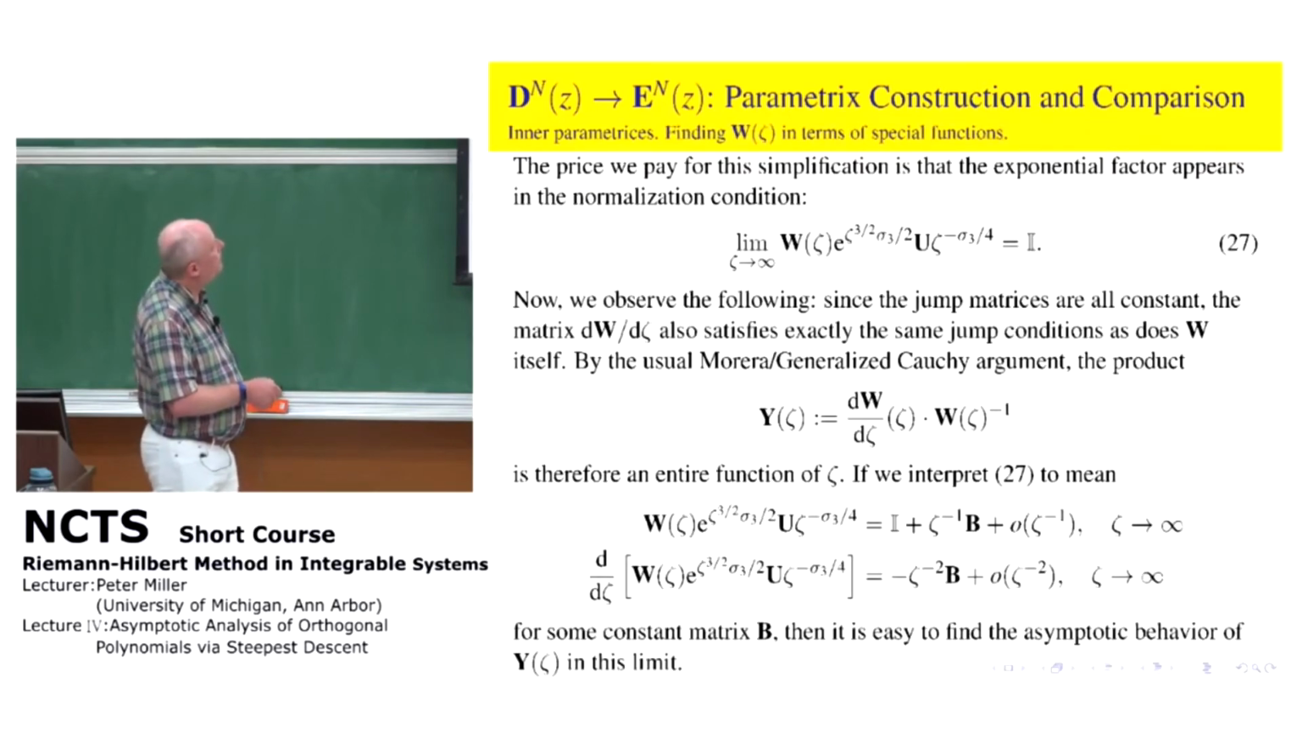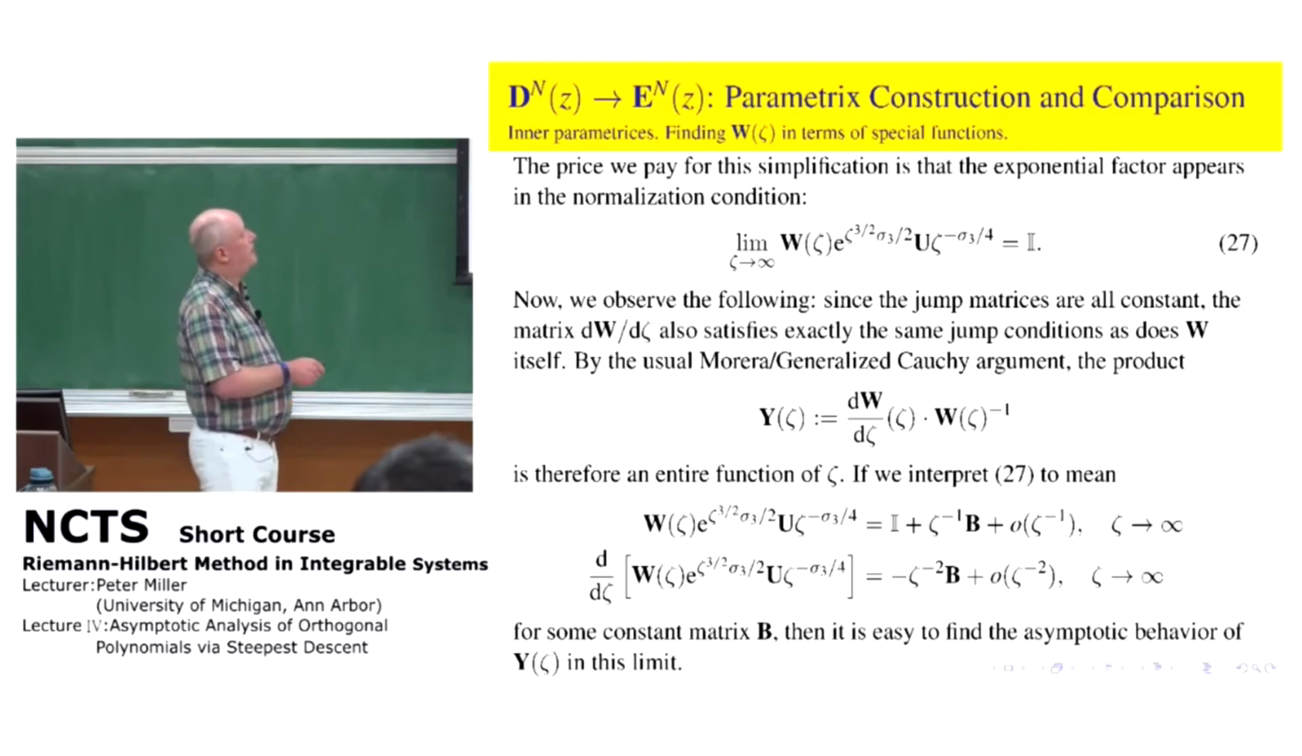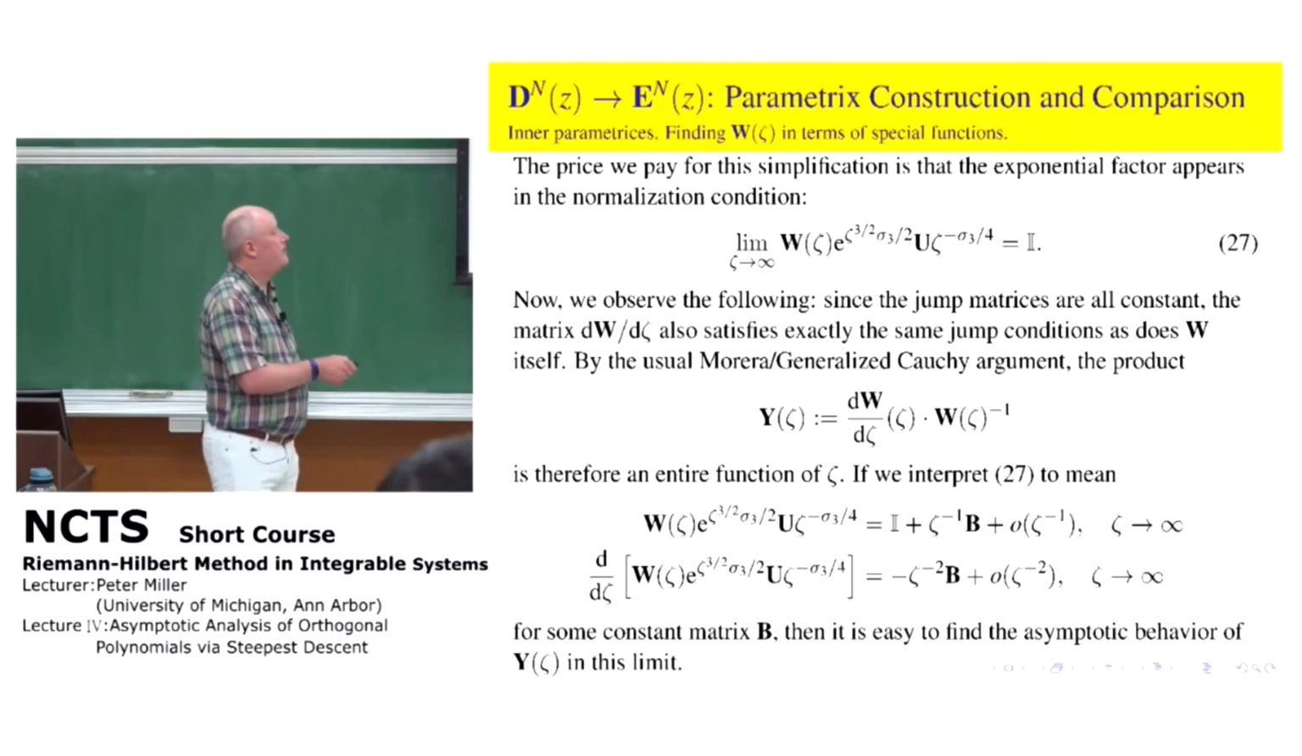But we pay a price for that. The simplification leads to a price, because now that same exponential factor has to show up in the jump condition. So this quantity that I'm circling, that's our original matrix Z of zeta now. So for W, there's an exponential that's appearing there. Okay, but now we make an observation. Since the jump matrices for W are all constant on each of those rays, that means that the matrix dW d zeta satisfies exactly the same jump conditions that W did.